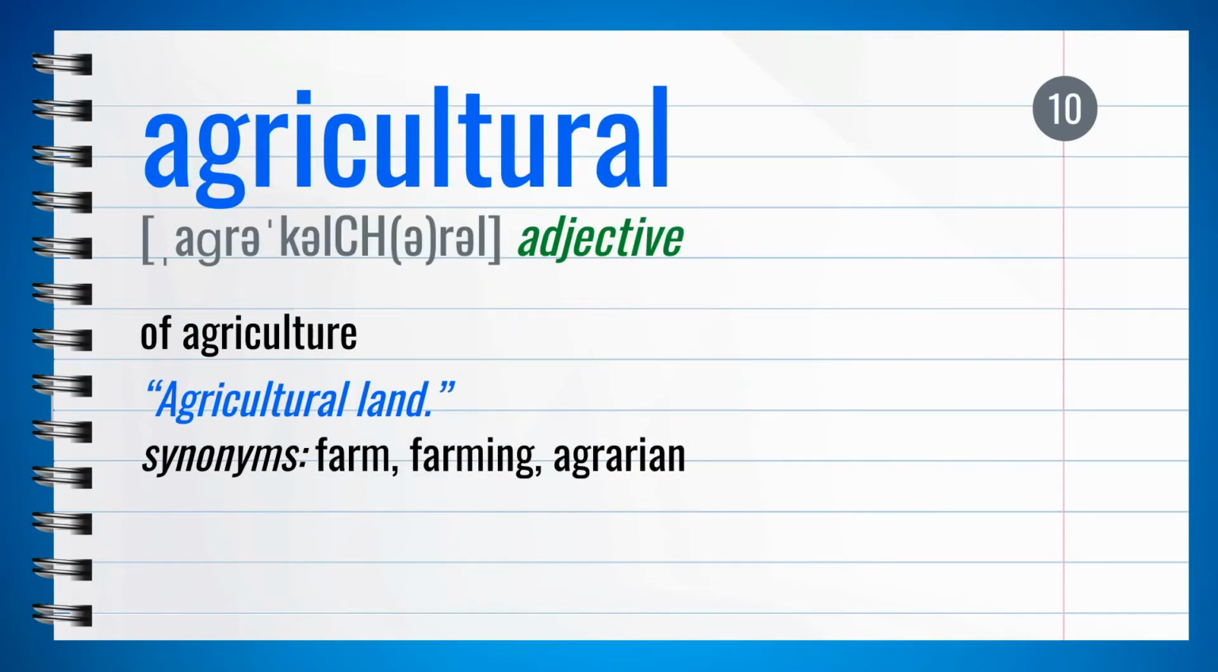Agricultural. Agricultural means of agriculture. For example, agricultural land. Synonyms: farm, farming, agrarian.